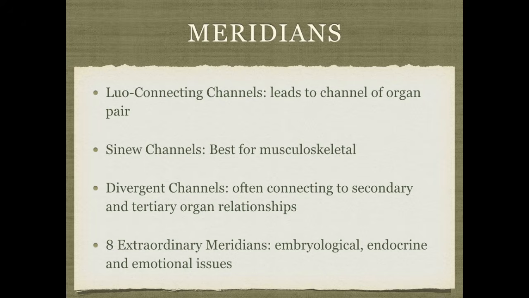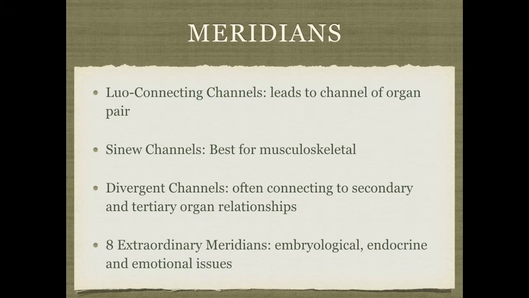And then the last kind of meridians that we have. So we've got 12 channels. Each of them has a Luo channel and a sinew channel and a divergent channel, right? So we're already talking about 36 channels plus the ren and the du, right? The ren and the du are part of the eight extraordinary meridians.